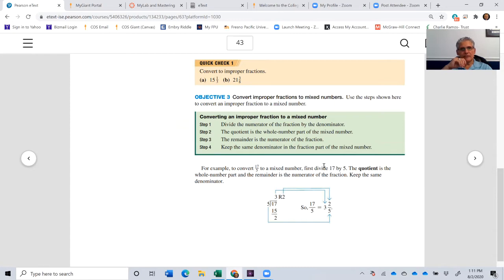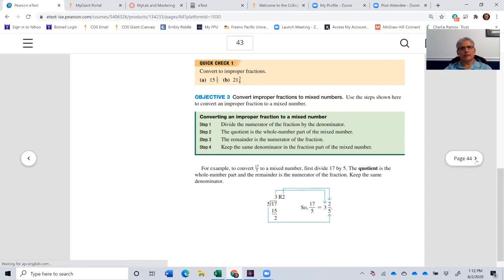The next objective is to convert improper fractions to mixed numbers. So we're going to go in the exact opposite direction of what we just learned. We're going to take an improper fraction and then convert it to a mixed number. And to do this, we're simply going to divide the numerator of the fraction by the denominator. After we've done that, the quotient is the whole number part of the mixed number. The remainder is the numerator of the fraction, and then keep the same denominator in the fraction part of the mixed number.